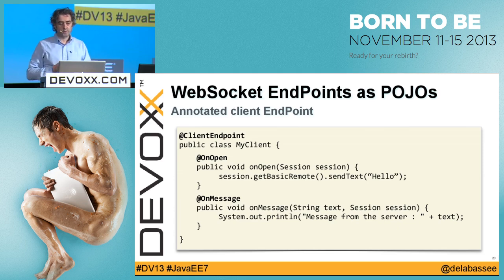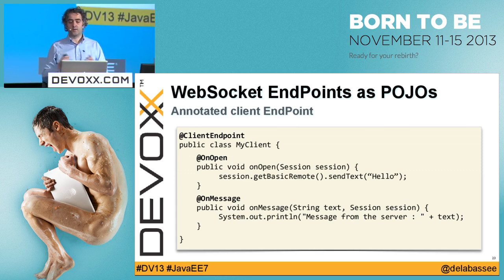@OnMessage will be invoked whenever there is a new message coming in. Whenever there is a new message coming in, we just take the payload and we print it on the system output. So you see that we just saw the two approaches. You will agree that using annotation is a little bit less verbose, but it's up to you to decide.